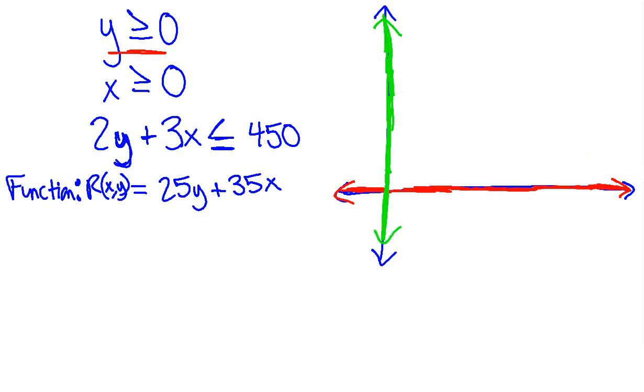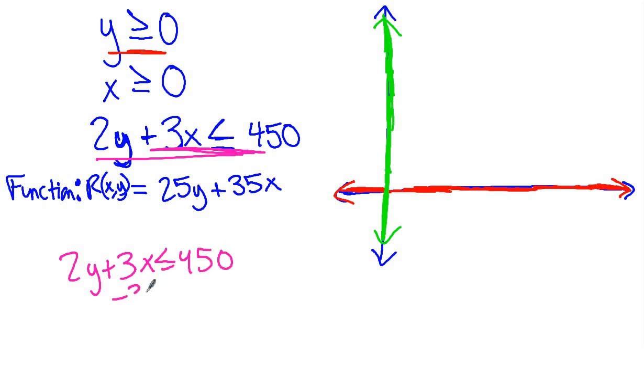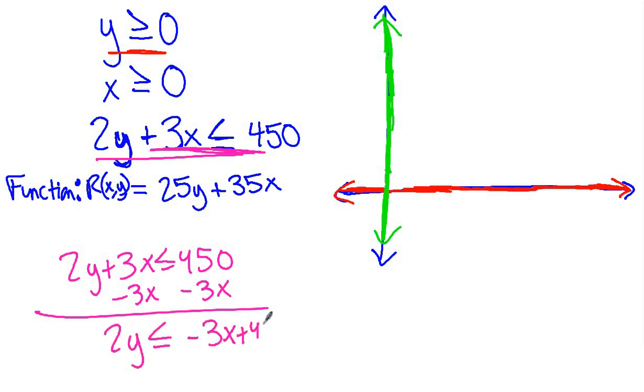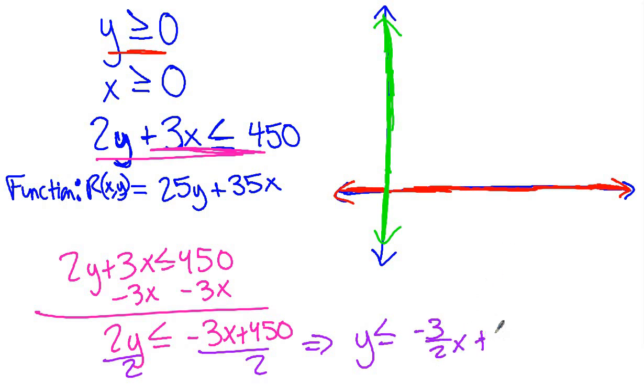And then our third constraint, let's change this one here into slope-intercept form. Let me just write it down here. We can do that by subtracting 3x from both sides. So now we have 2y is less than or equal to negative 3x plus 450. And then we will divide both sides of this by 2. And when we do that, we get y is less than or equal to negative 3 halves x plus 450 over 2, which is 225. So that is our line.